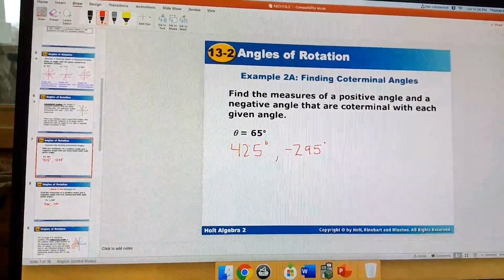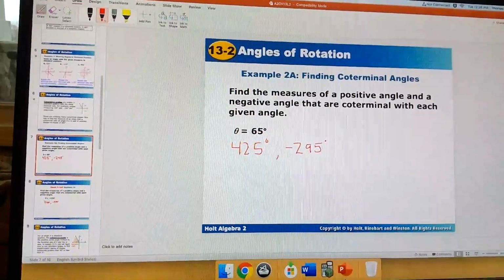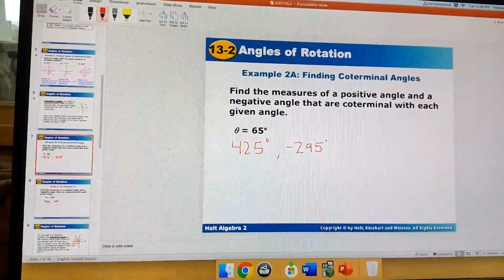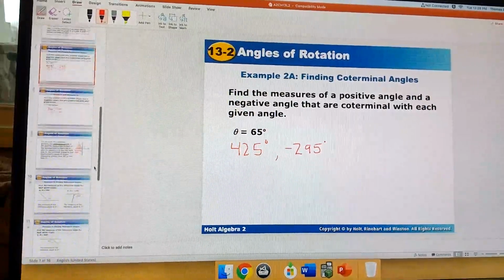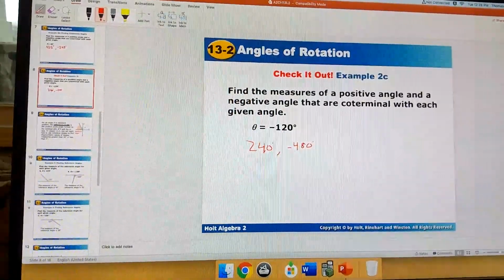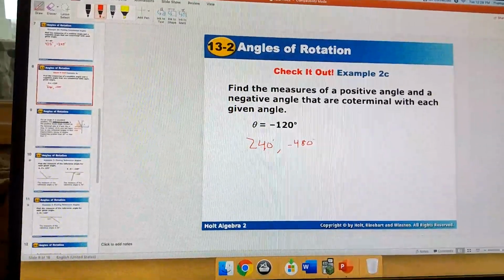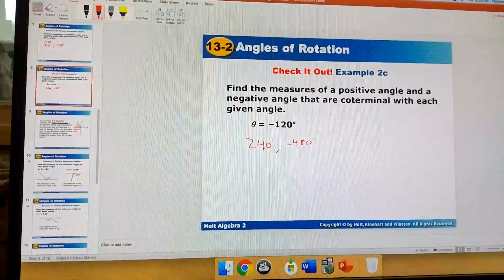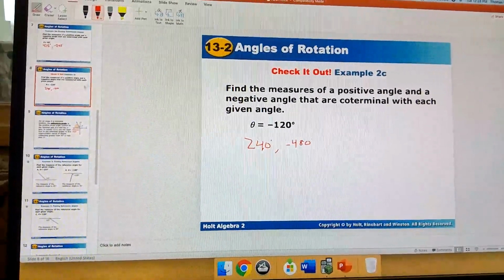Well, if I add 360, that would be 425. If I subtract 360, we'd be at negative 295. So those are angles that would end in the same spot. So they're called coterminal. Something like this. What if our angle was negative 120? Well, if I add 360, 240 is one of those. If I subtract 360, negative 480. Those are angles, and there are infinitely many of those that you can find as well.